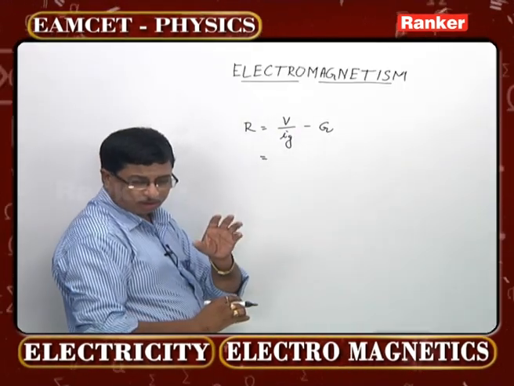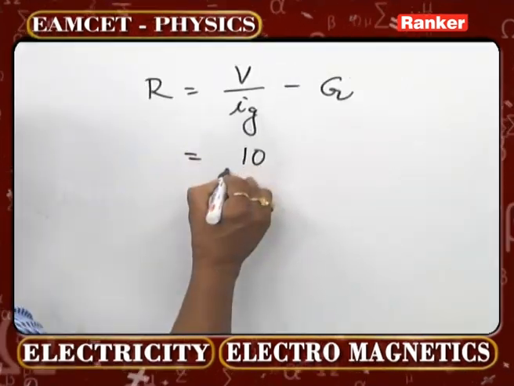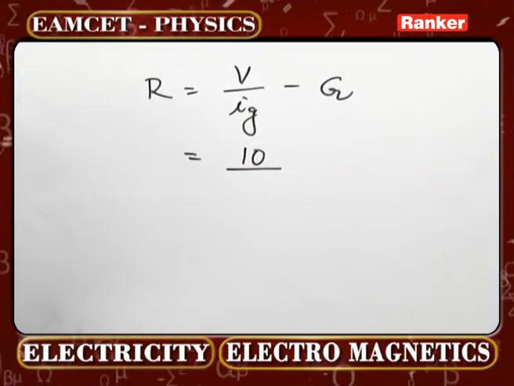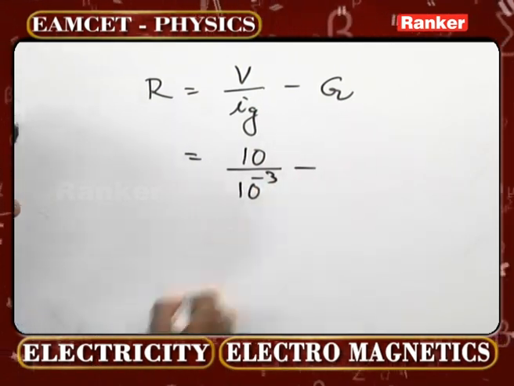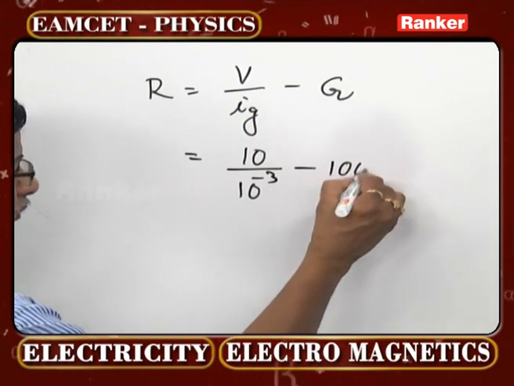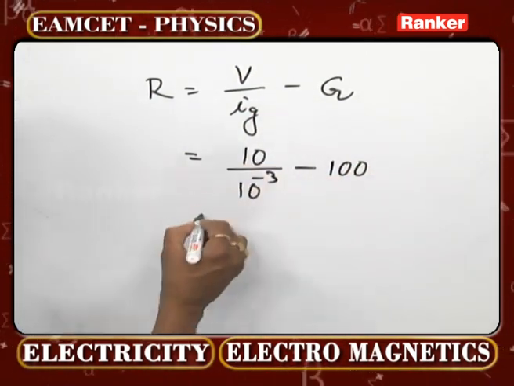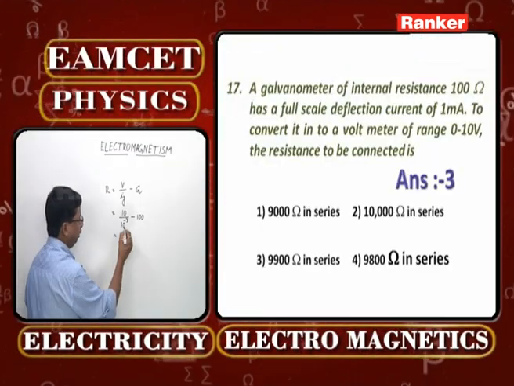What voltage he wanted to cover now? 0 to 10. That means 10 is the total value. And what is the value of Ig? 1 milliampere, 10 power minus 3 ampere. What is the resistance of the galvanometer given? That is 100. So this automatically it goes up. You can certainly understand that one. So what will be the value here?